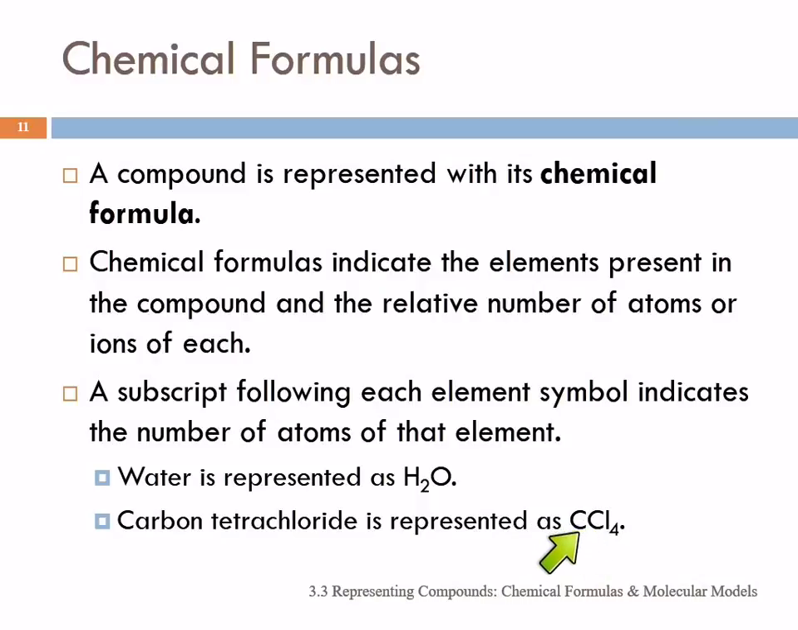Carbon tetrachloride has this formula, CCl4. So there are 2 elements here, carbon and chlorine. There's 1 carbon atom for every 4 chlorine atoms. You need to be a little bit careful because capital I's and lowercase l's and number 1s can look a lot the same. So you just kind of have to watch out for that.